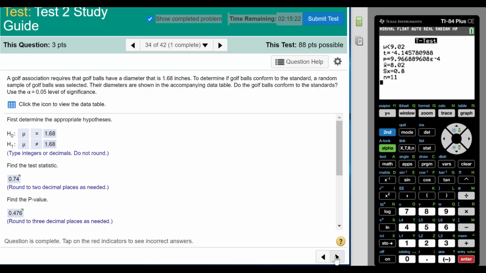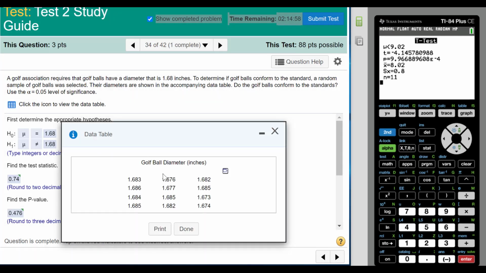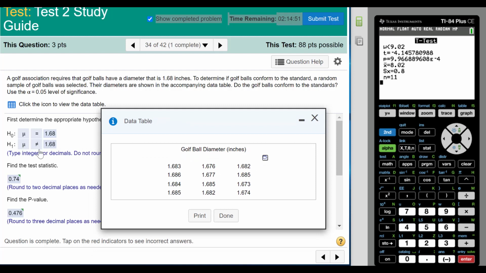Another question on testing the mean. A golf association requires that golf balls have a diameter that is 1.68 inches. So equal, that means equal. To determine if golf balls conform to the standard, a random sample of golf balls was selected. Their diameters are shown in the accompanying data table. Right here. Do the golf balls conform to the standards? So equal and not equal.